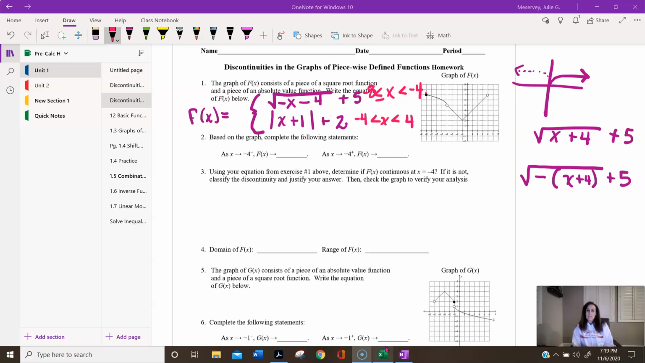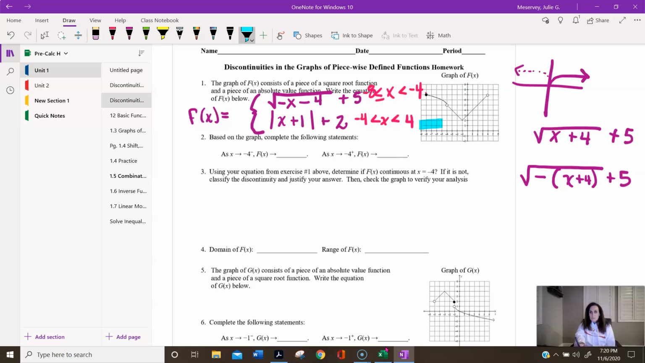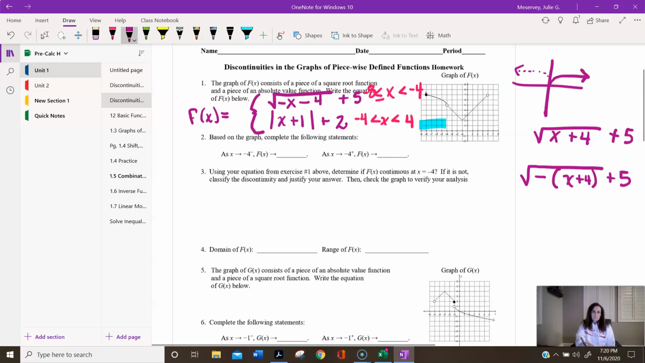As x approaches -4 from the left, so as I'm coming into this function from the left-hand side, as x is getting closer and closer and closer to -4, I'm approaching this open circle here. So the limit is going to be where that open circle is, which is 5. As x approaches -4 from the right, so as I'm coming into -4 from the right, I'm getting closer and closer to that open circle, which is also at 5.